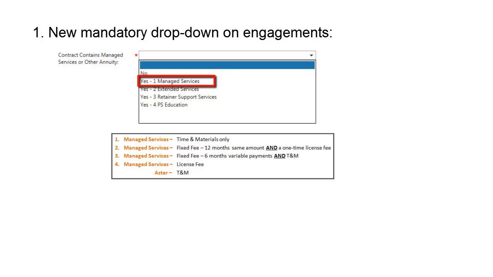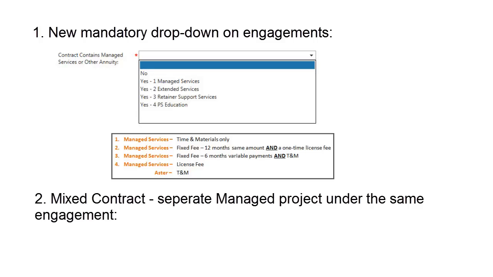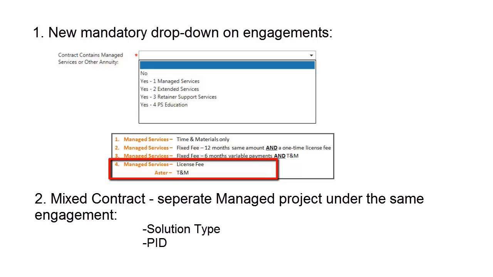Number 2 is that managed services work needs to be in its own project if the contract is mixed, as our final example is. The correct solution type and PID need to be selected. If the contract is all managed services, then you would only need one project. But when there is a mixed contract, and you've identified it as containing managed services at the engagement level, the only way to know the accurate cost and revenue for the managed services portion is to have the correct PID and solution type at the project level. Only one engagement is needed, just multiple projects.